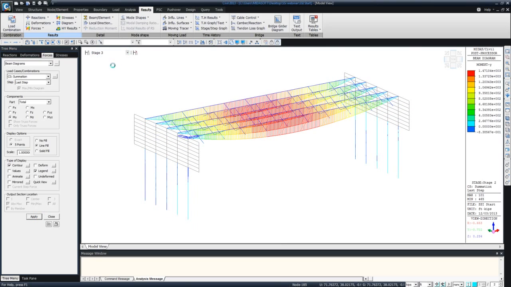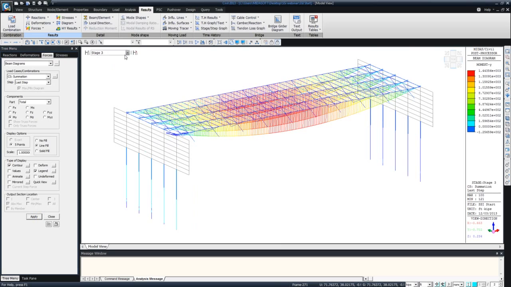In stage 3 itself, the wet concrete has hardened, but you won't see any appreciable negative bending moment because, as I said earlier, the program remembers the stress history. The wet concrete load is applied onto the steel girders only, and this is the bending moment profile of the steel girders.